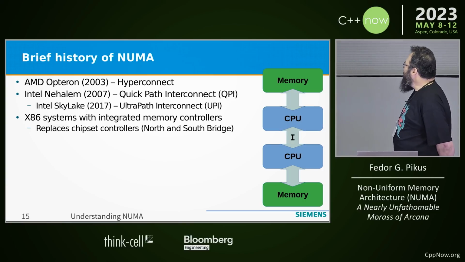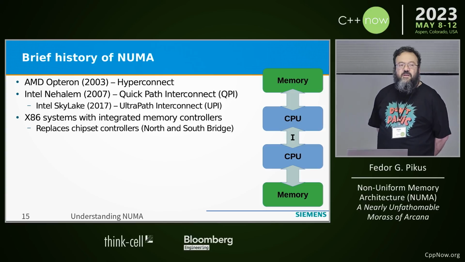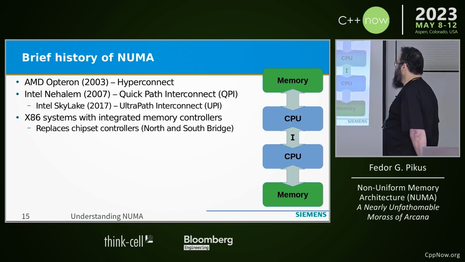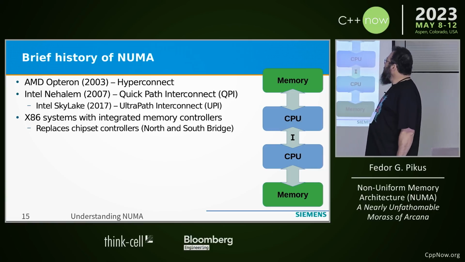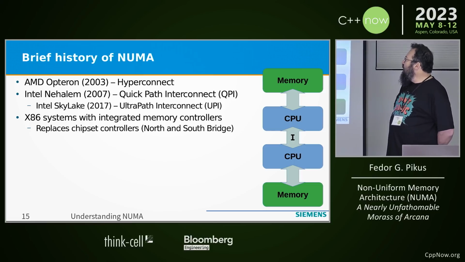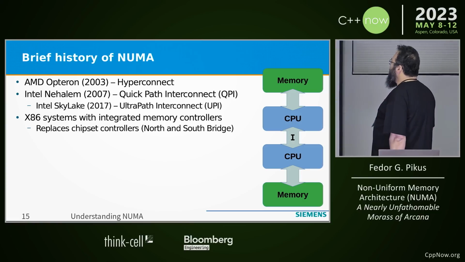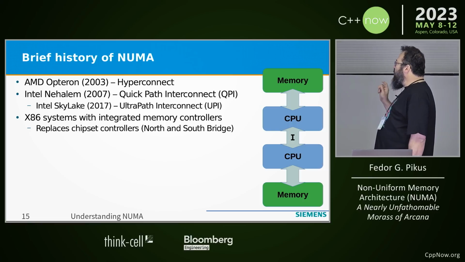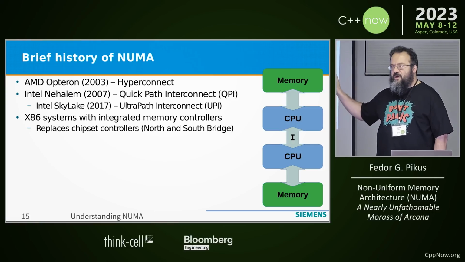So in the x86 world, this is the history of NUMA. Actually, AMD beat Intel to it. They introduced it first with HyperTransport. That was their name for that cross-CPU link. Intel introduced the same concept in the Nehalem architecture first, and the name for the interconnect was QPI, QuickPath Interconnect, and now it's called UltraPath, UPI. That's what UPI stands for. All of these systems now have integrated memory controllers. They replace the entire chipset, both north and south bridge. It's all on chip now.